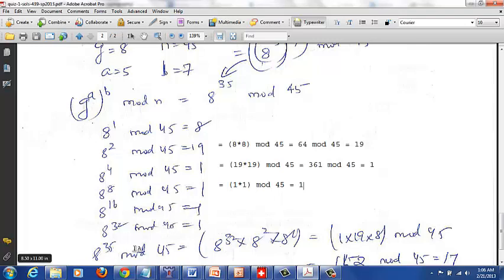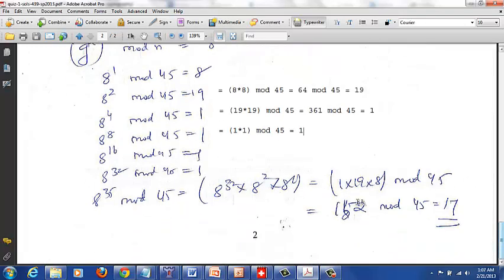So 8 to the 35 mod 45 is 8 to the 32 times 8 square times 8 to the 1, because we want to write 35 in binary, and 35 in binary has exponents 32, 2 and 1, adding together you get 35. And 8 to the 32 mod 45 is 1. 8 square mod 45 we just saw is 19, and 8 to the 1 is 8, so this is 1 times 19 times 8. 19 times 8 is 152, and 152 mod 45 is 17.